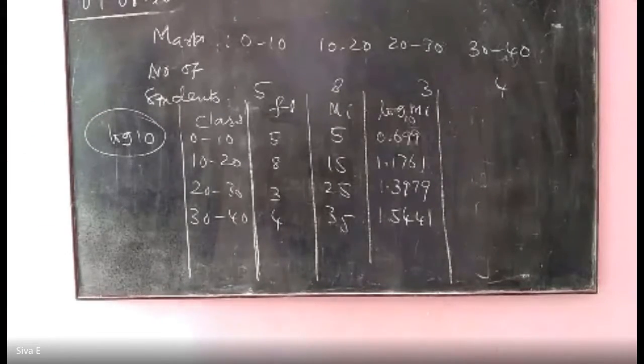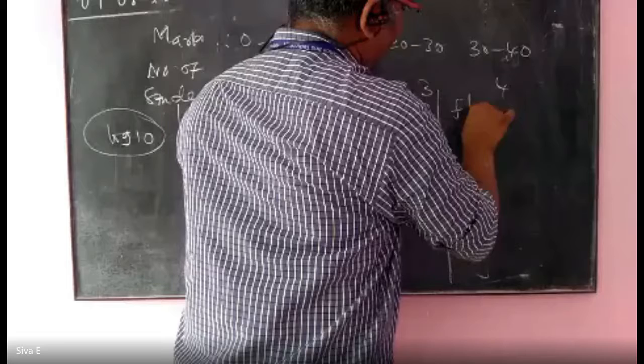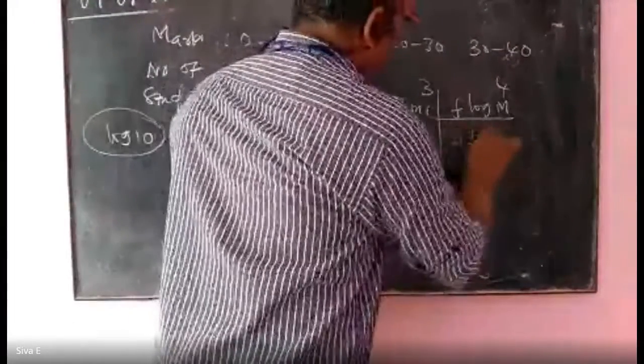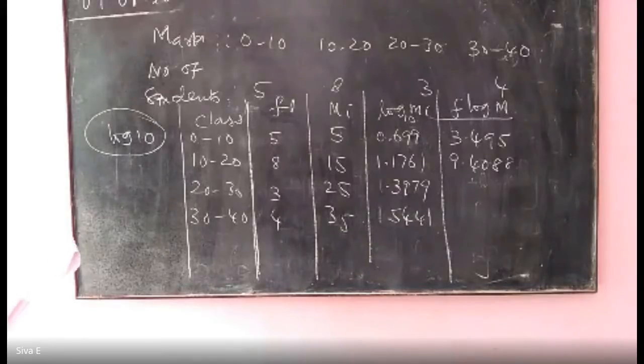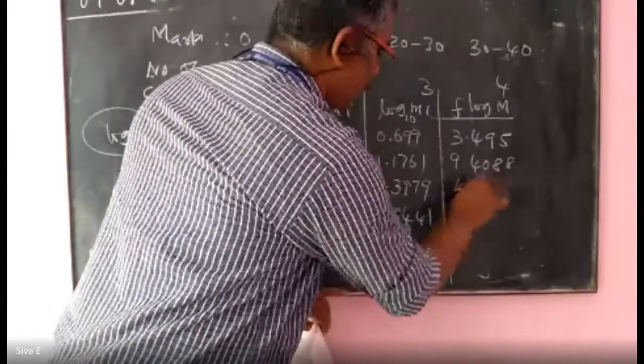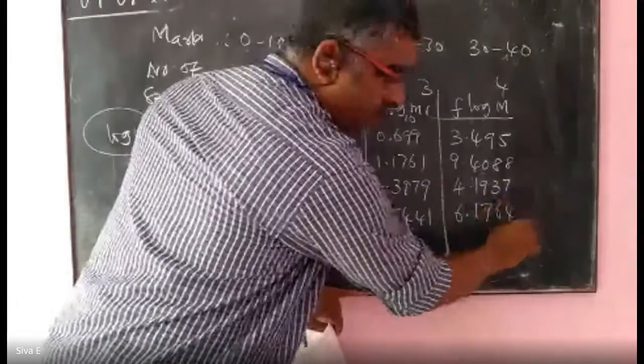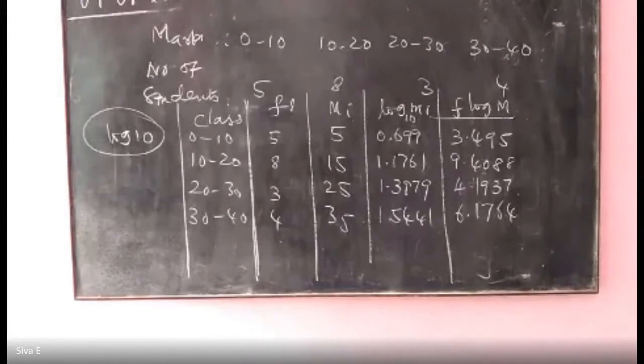Next, you have to find f log M, which means f into log M. With f as 5, it is 3.495, then 9.4088, 4.1937, and last 6.1764. These are the f log M values.